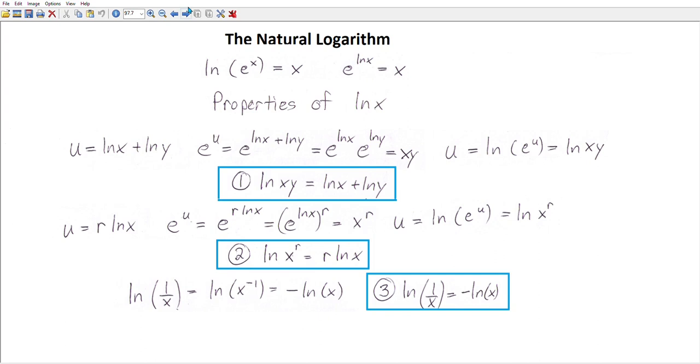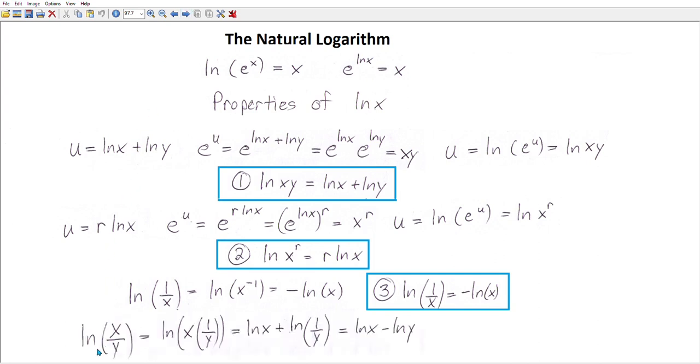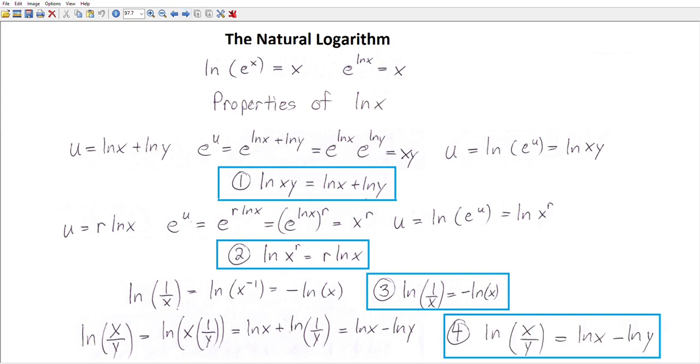And property 4 comes from the other two. The log of x divided by y can be written as the log of x times 1 over y, and now log of xy is log x plus log y, so we get log x plus log 1 over y, and we just learned that the log of 1 over y is going to be minus log y. So finally, we've got the log x over y is log x minus log y, and that's property number 4.